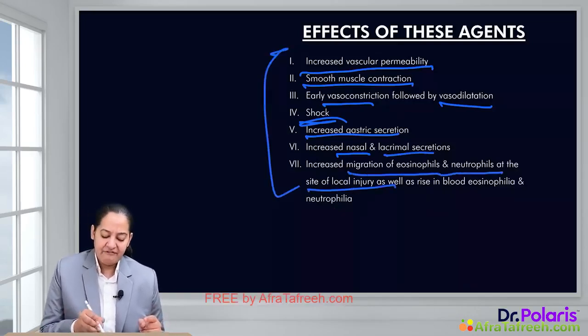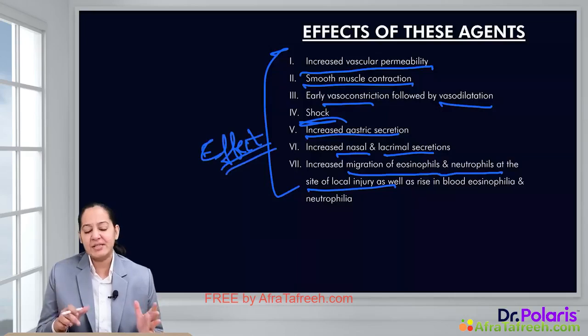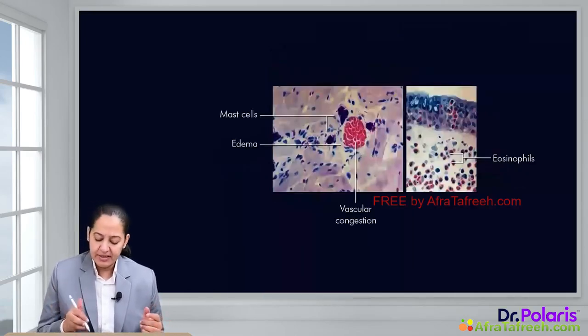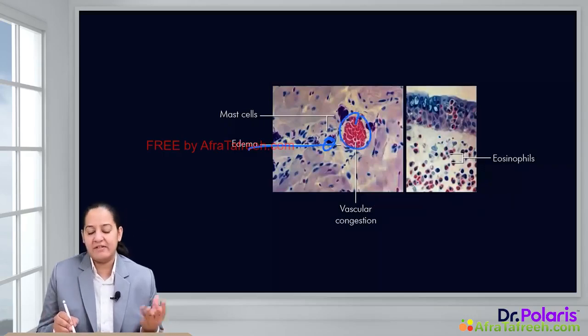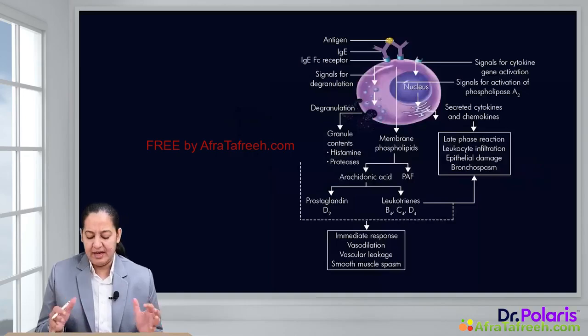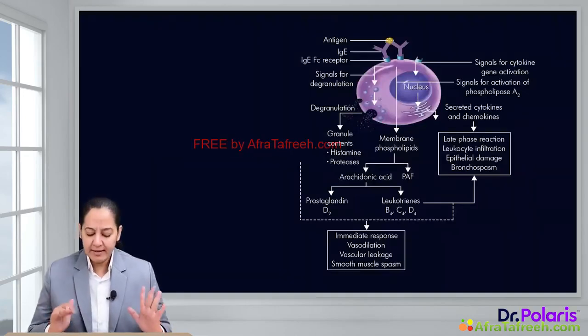So these are the effects caused by the chemotactic agents or chemokines which are secreted from the granules of the mast cell. So you can see this is the mast cell. You can see it is causing edema, it is causing vascular congestion, it is causing vasodilatation, it is attracting the eosinophil at the site of the injury. So these are the effects. Same is shown in this diagram also.